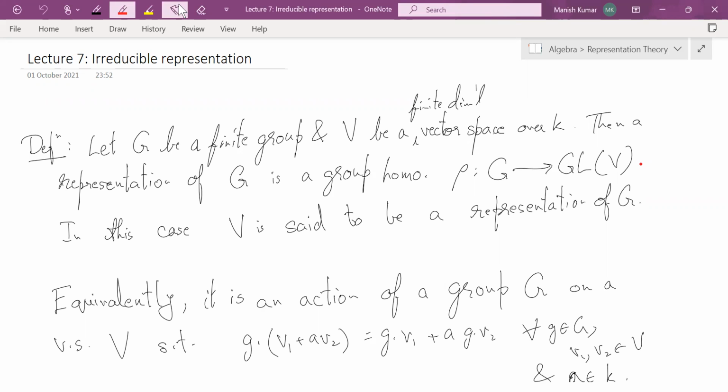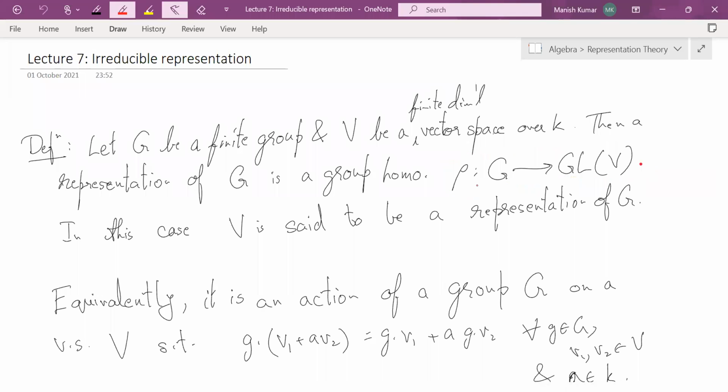Recall that if G is a finite group and V is a finite dimensional vector space, the definition can be done for arbitrary groups and arbitrary dimensional vector spaces. It need not be finite, but we'll study only representations of finite groups in this course, and all our representations will be finite dimensional. Then a representation of G is a group homomorphism rho from G to GL(V). So that is a representation.